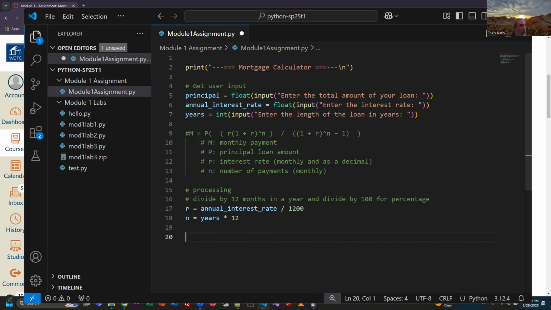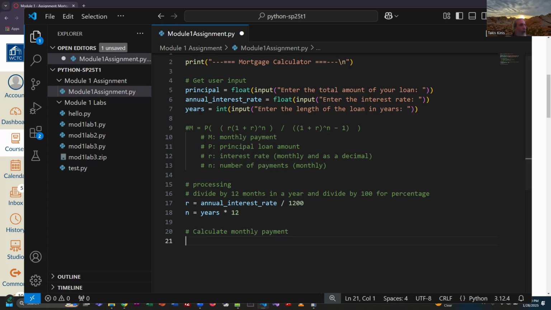This is still part of the processing, but I'm going to label it. So: calculate the monthly payment, and I'm going to take that equation. I would literally copy that. I've already done the work on it though, so I'll show you what I did here.